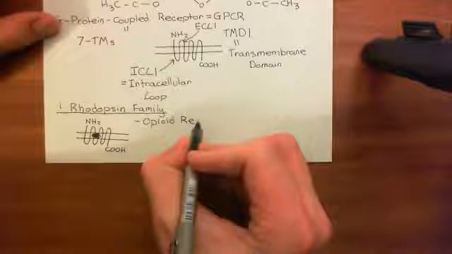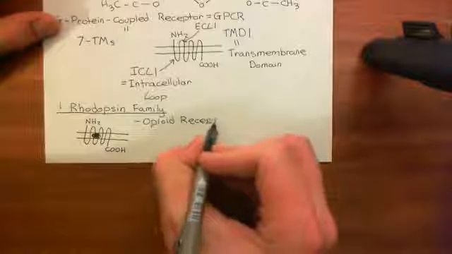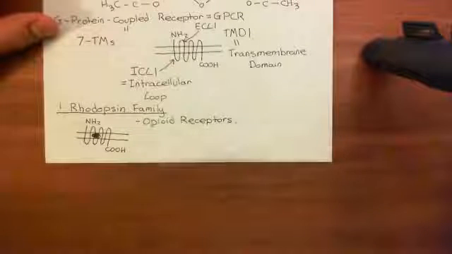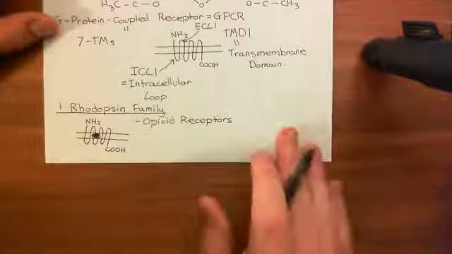Now, I do just want to mention the other families, even though this is the main family which is going to be important for our discussion of opioid receptors. But for completion, I do just want to talk about the other families.